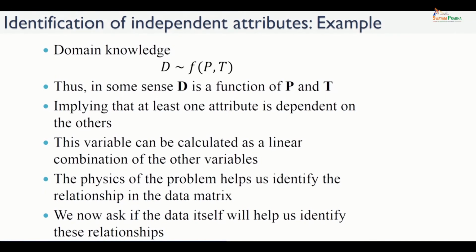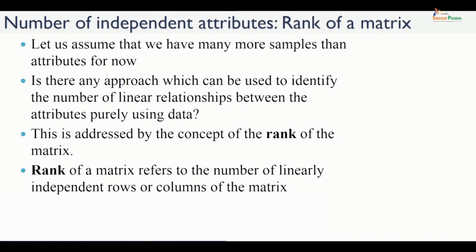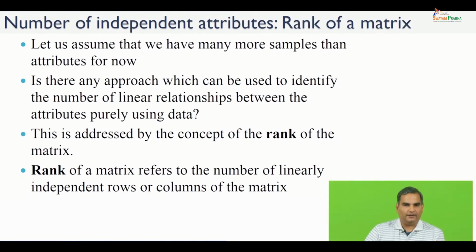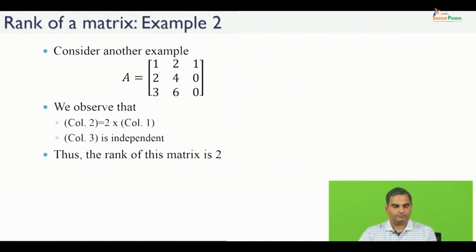The real question that we are interested in asking is if the data itself can help us identify these relationships. Let's first assume that we have many more samples than attributes for now, and once we have the matrix, when we want to identify the number of independent variables, the concept that is useful is the rank of the matrix, and the rank of the matrix is defined as the number of linearly independent rows or columns that exist in the matrix. And once you identify these number of linearly independent rows or columns, then you could basically say that I have only so many independent variables and the remaining are dependent variables.